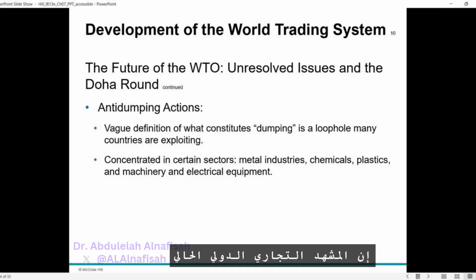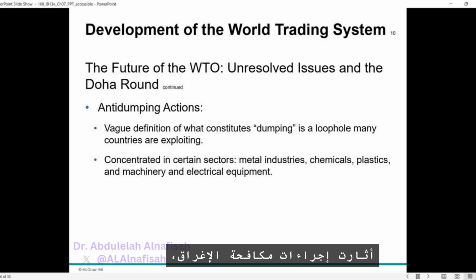The current international trade landscape presents several pressing challenges that the World Trade Organization, WTO, is actively addressing. Key issues at the forefront include the proliferation of anti-dumping policies, high levels of protectionism in agriculture, insufficient protection for intellectual property rights, and persistent high tariff rates on non-agricultural goods and services across many nations.